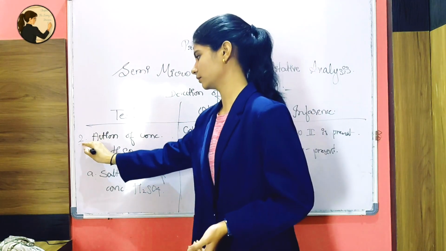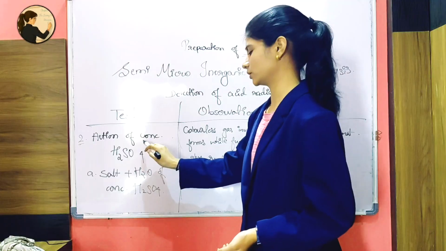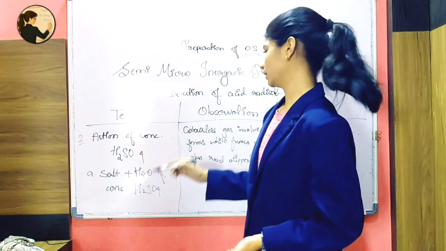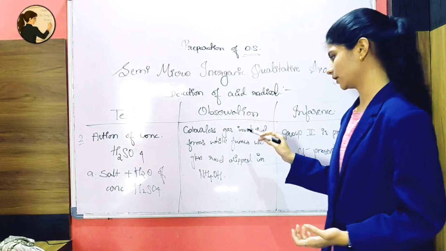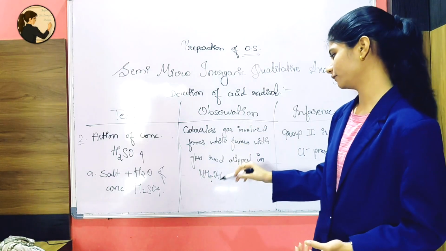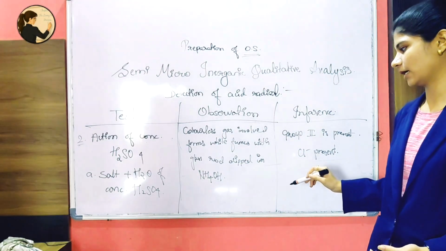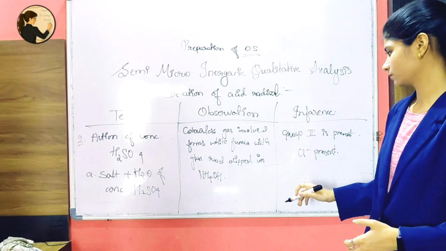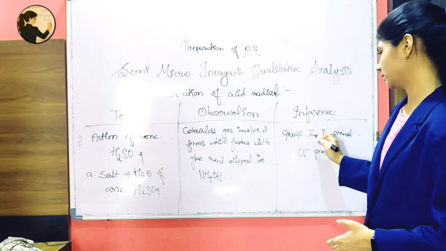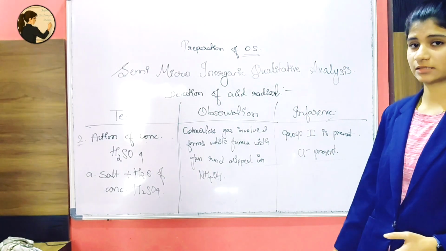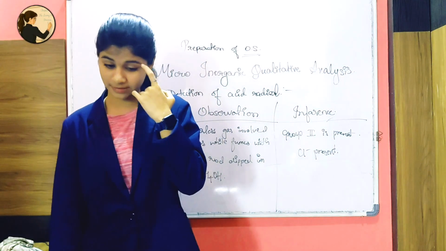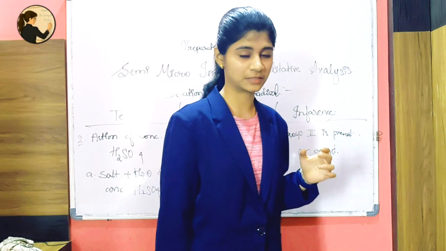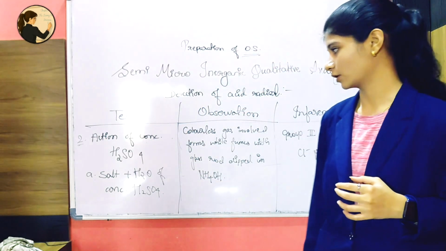In second step, what will you do? Action of concentrated H2SO4. In observation, what will you get? Colorless gas evolved which forms white fumes with glass rod dipped in NH4OH. And in inference, you will get group 2 is present and Cl minus is present. So now at present, what all is present in your test tube? What will you do now?